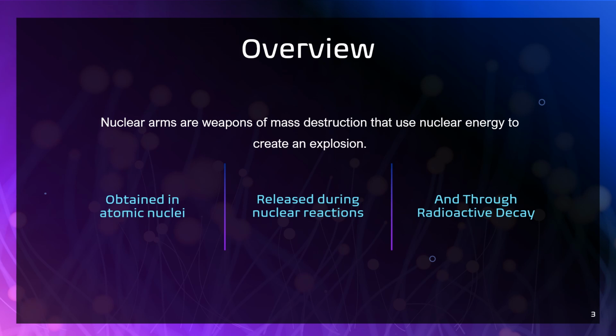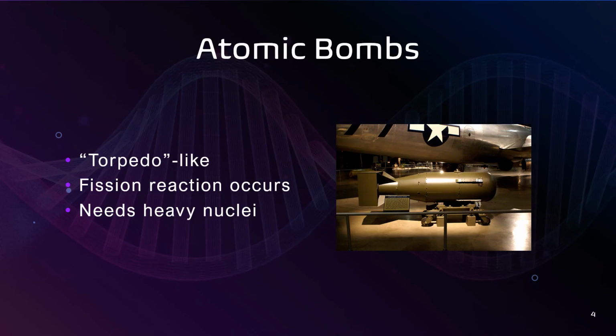Quick overview. Nuclear arms are weapons of mass destruction that use nuclear energy to create an explosion. They're obtained in atomic nuclei and released during nuclear reactions and through radioactive decay as well. The atomic bomb usually looks like a torpedo. Inside, a nuclear reaction occurs.